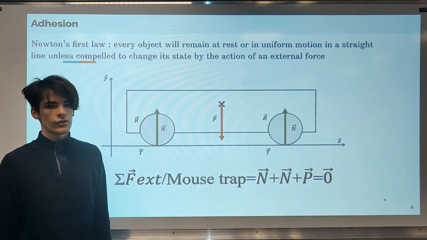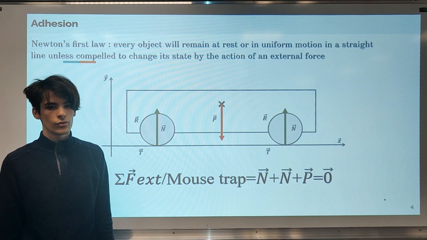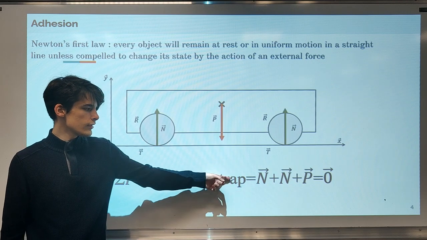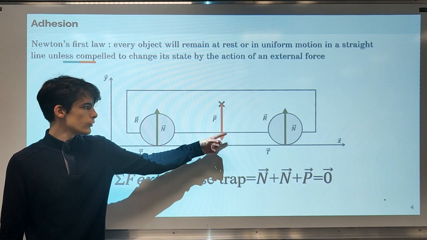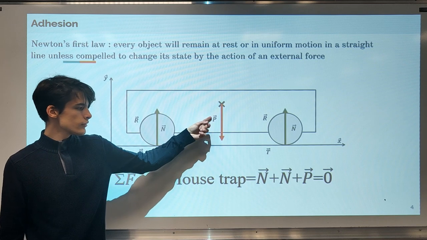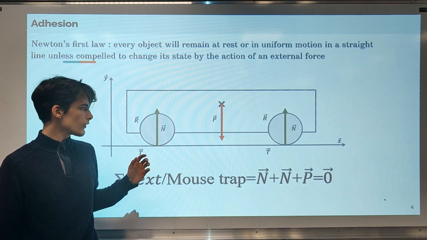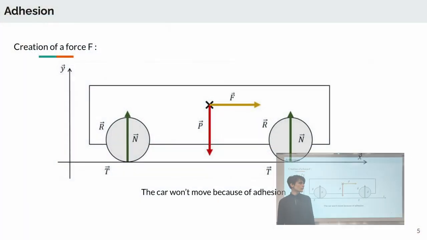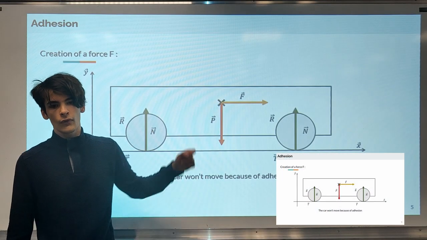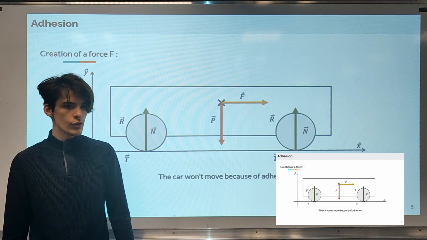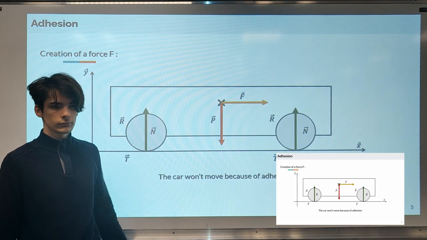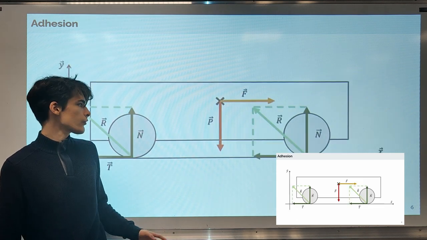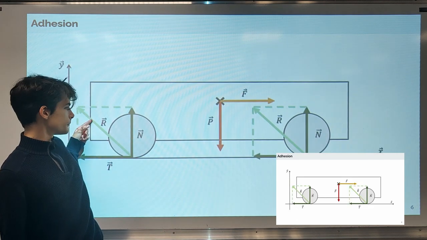The sum of the forces external to the mousetrap is equal to the force N of the first wheel, the force N of the second wheel, and P the weight, and none of this is equal to zero. We will first create a force that will tend to move the car, this one. However, the car won't move because it's stuck to the ground by adhesion. In fact, a force will be created on each wheel to compensate this force. You can see here.